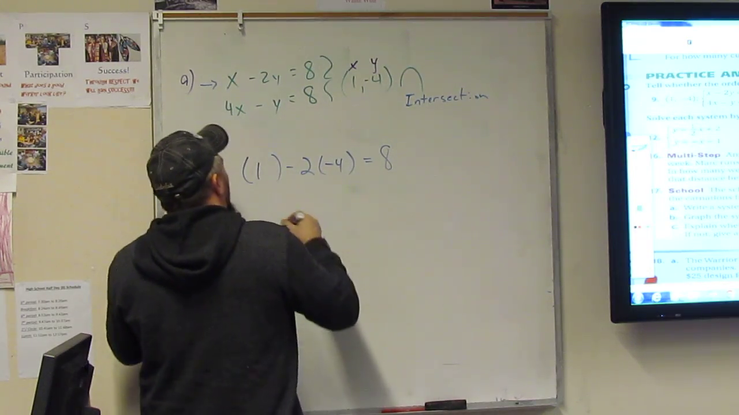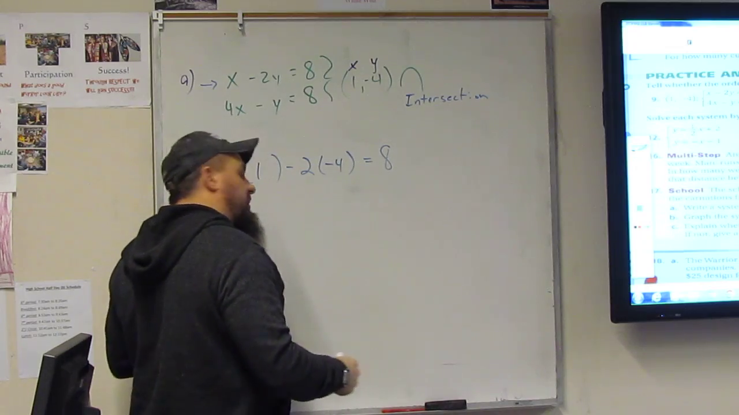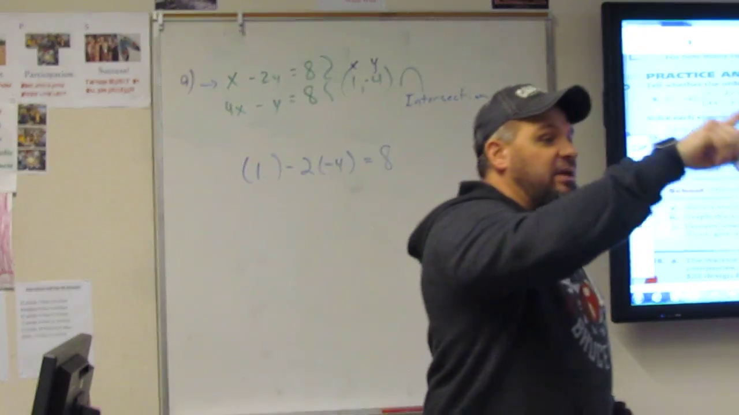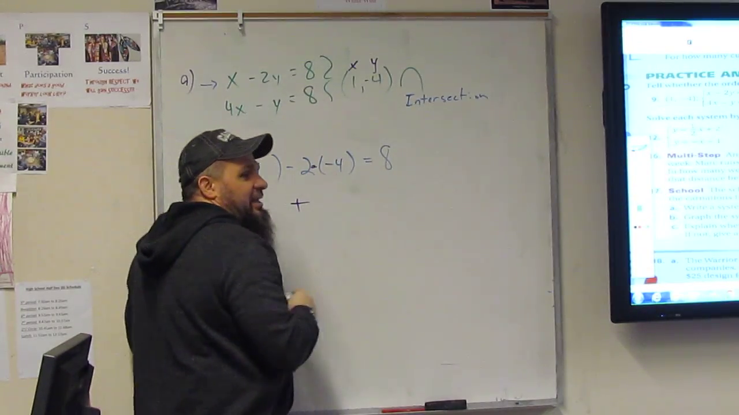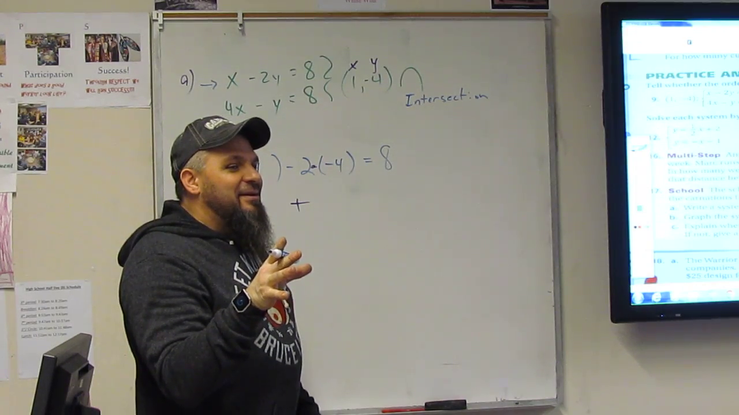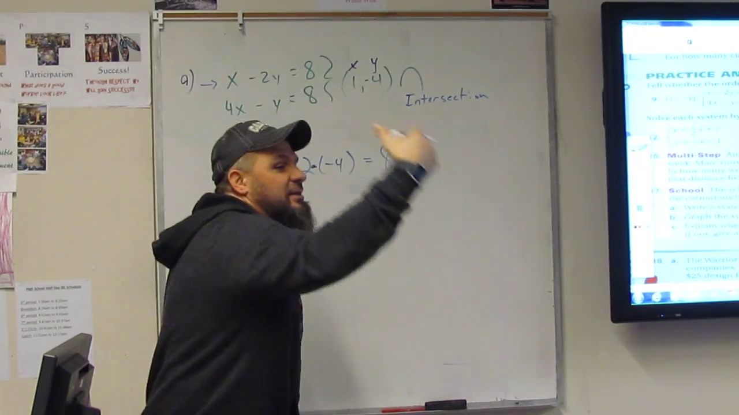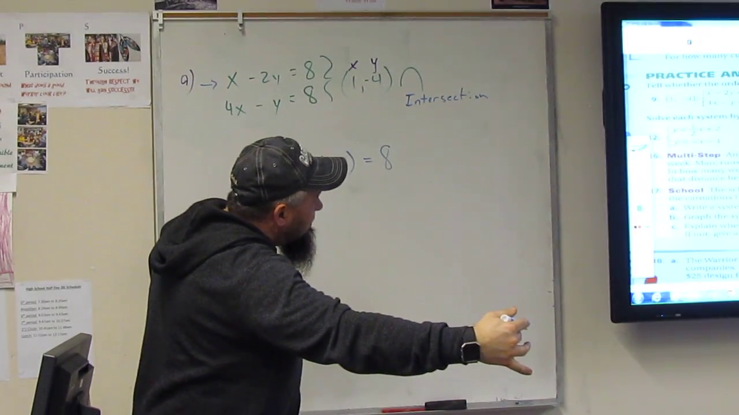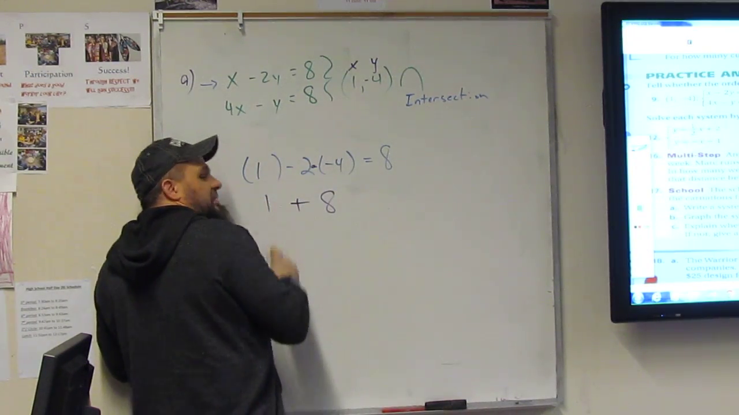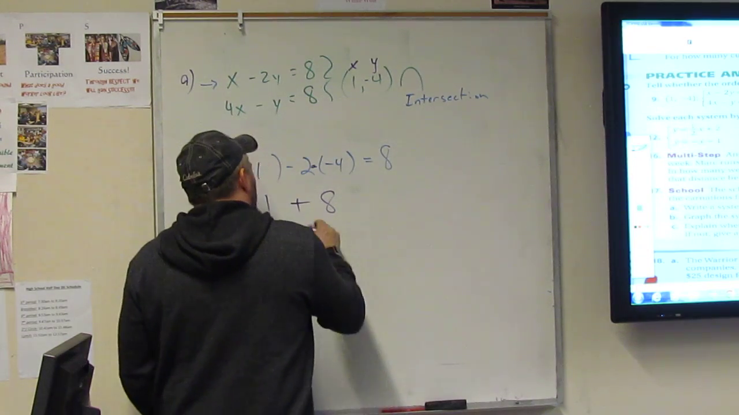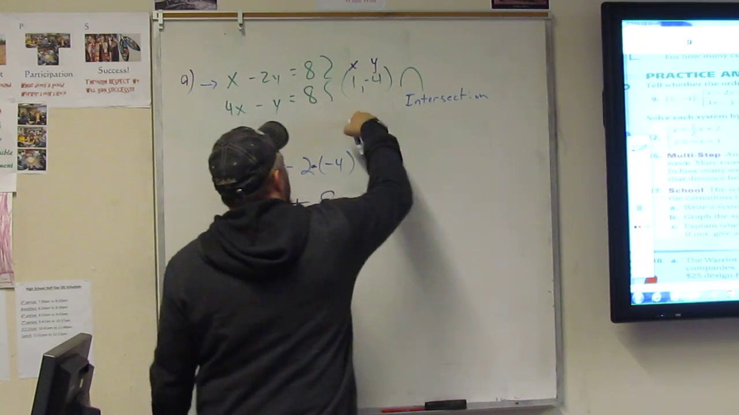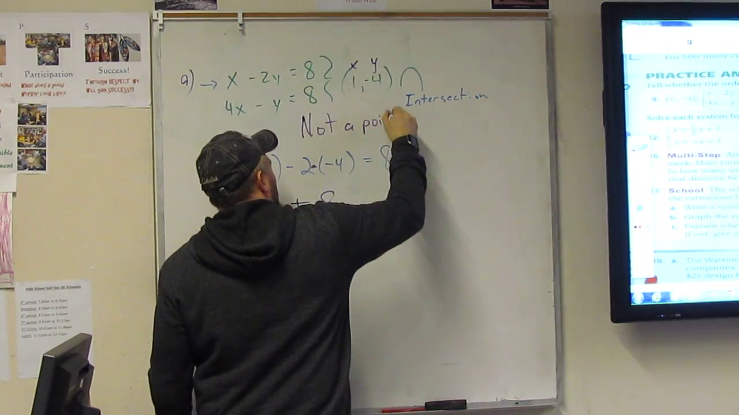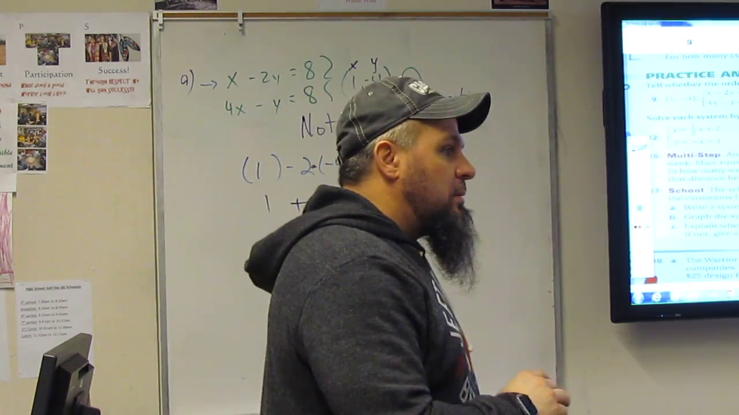What is negative 2 times negative 4? Positive 6? No, but you're on the right thought. A negative and a negative make a positive, but when we're multiplying, we're not adding. We've got to multiply: 2 times 4 is 8. Okay, 1 plus 8 is 9. Is 9 equal to 8? No. Then this is not an intersection point. It's that simple. Is that pretty easy?